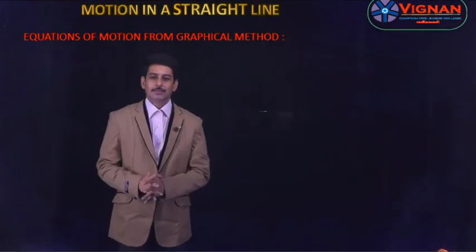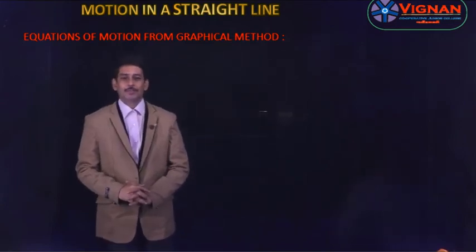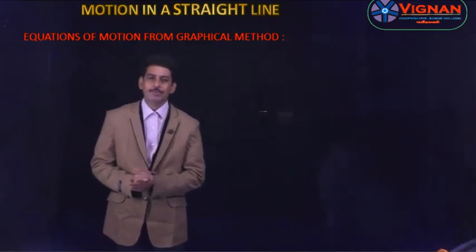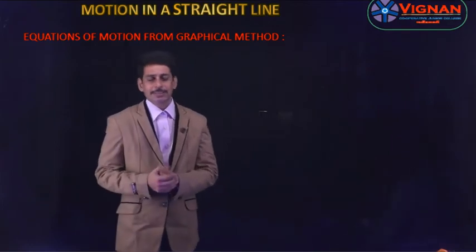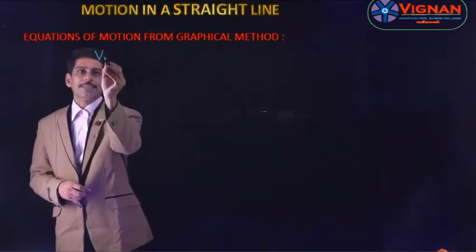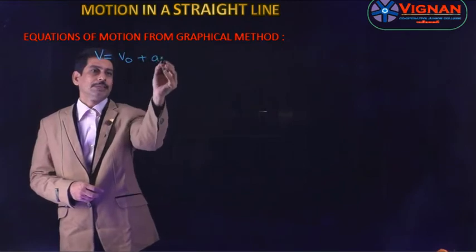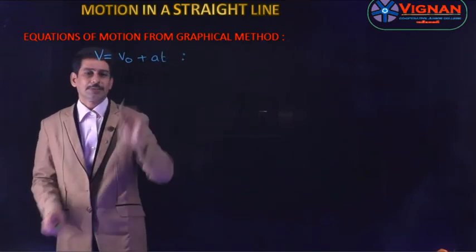Hi friends. So we already saw the graphs. The advantage of graphs is that we can derive the equations of motion by using the graphical method. Here in this graph, we have to find the slope as well as the area of the graph. So the first equation is V is equal to V naught plus AT. This is the first equation of motion.